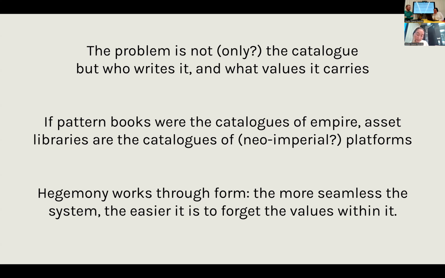If pattern books were the catalogs of empire, asset libraries are the catalogs of platforms, neo-imperial platforms. I don't know, what do we call them? What are these tools? And that hegemony is basically when you have concentrations of power and willing submission to that power, which also works through form. And the more seamless the system, the easier it is to forget the values within it. So again, not to make you frightened, these are just calls for reflection.